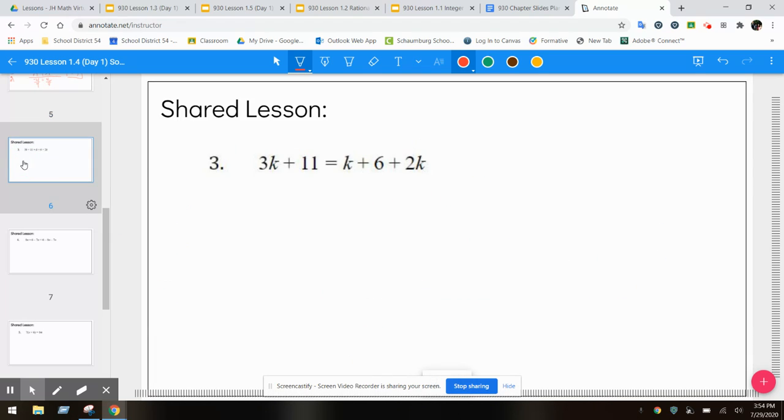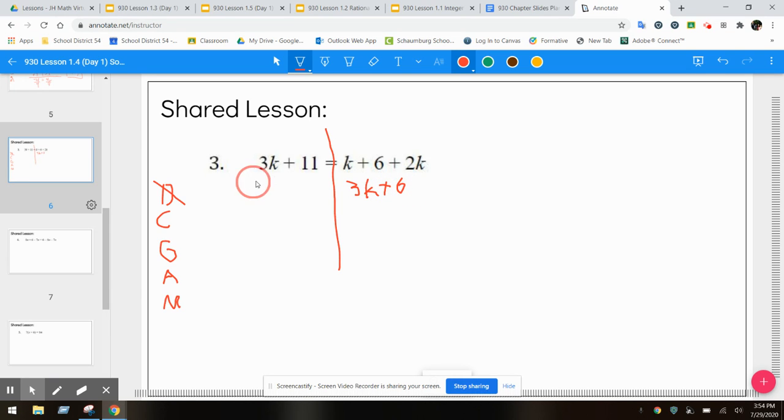Question 3. Again, write out my acronym D, C, G, A, M. Don't need to distribute. I get to cross that off. Do I have to combine? Yes, I do. On the right side, I have multiple k's. So I'm going to combine them. K plus 2k gives me 3k plus 6.